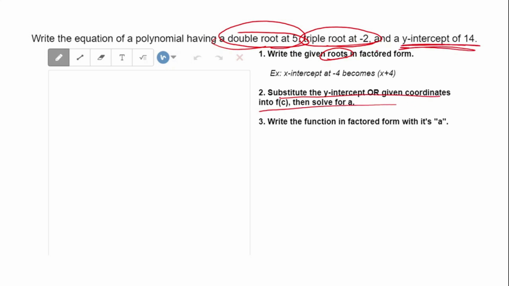It's also telling us that it has a y-intercept at 14, and that's going to give us an x and y that we can plug in. The coordinates would be (0, 14): 0 for x, 14 for y. All right, so let's start this problem. First step, you want to write it out in factored form.